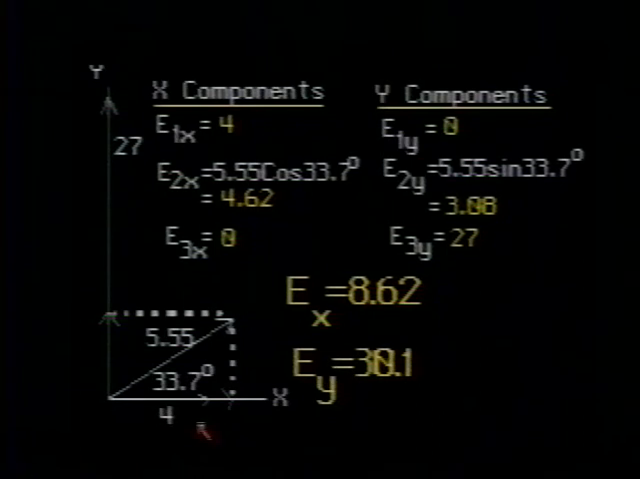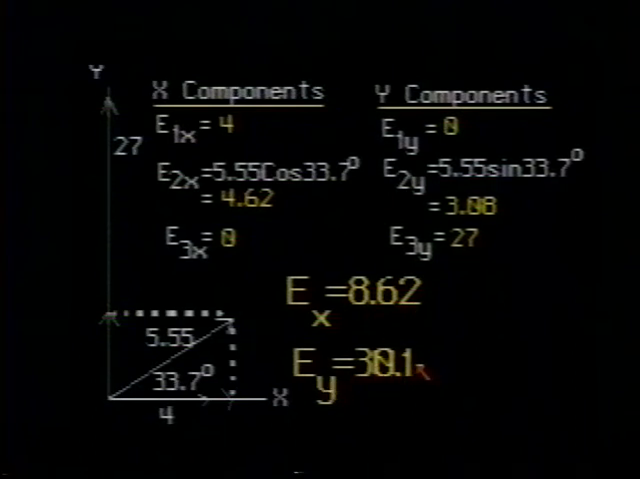The x components and y components of each of these vectors have been listed. For E1, the x component is just 4. E1 is purely along the x-axis. Its y component is 0. E2x is 5.55 times cosine of 33.7 degrees, which turns out to be 4.62. Its y component we can calculate to be 3.08. The x component of E3 is 0. It is purely along the y-axis, and its y component is just 27. If we add up the x components, we find the x component of our resultant vector to be 8.62 and the y component to be 30.1.